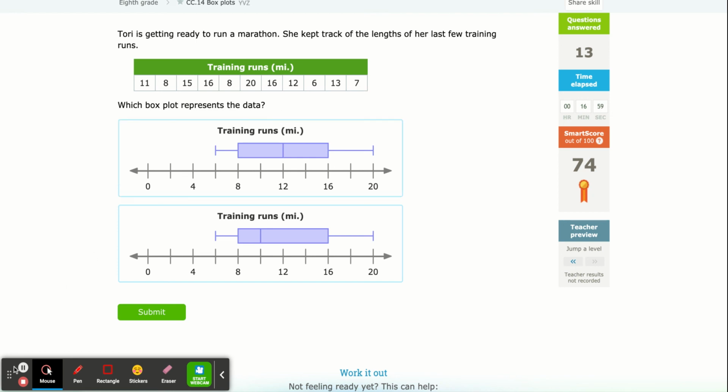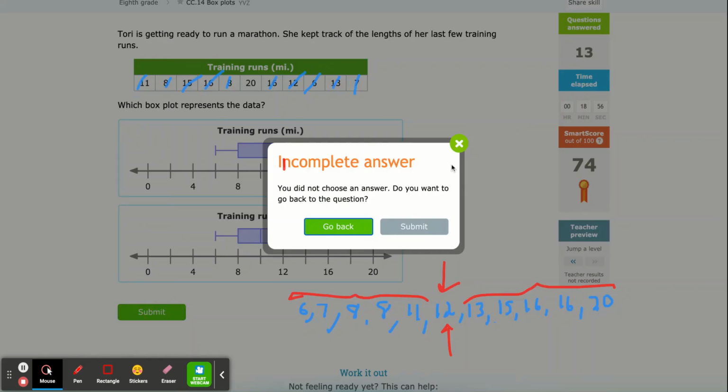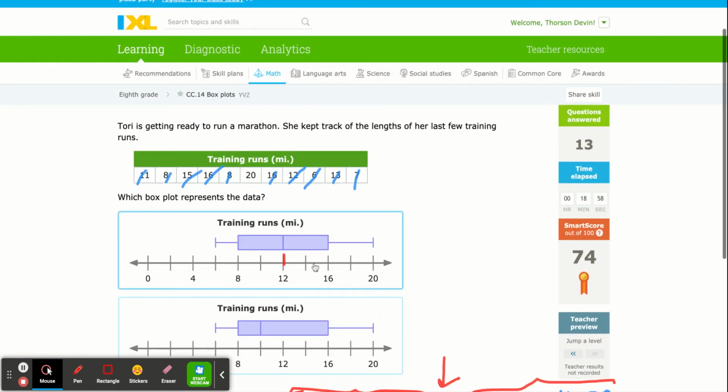Ooh, I should do this one. So I quickly wrote all those numbers in order, and I found there's 5 below and 5 above, the number 12. 12 is the median, not 10. Again, if you have questions, please bring them to class, and I will help you.